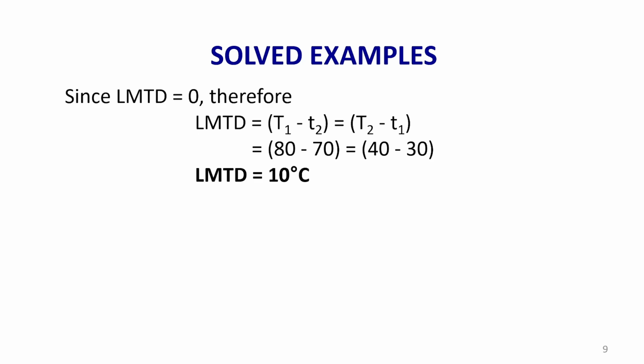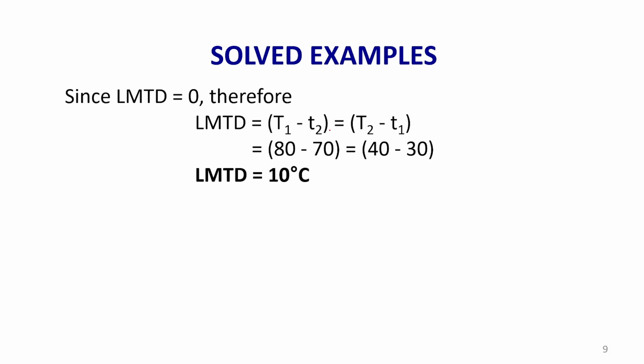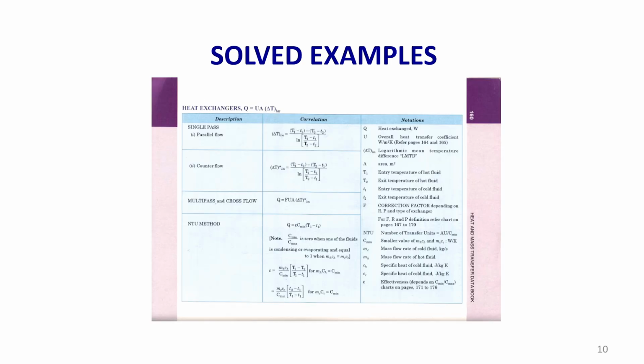Let me again repeat. If LMTD equals 0, that means capital T1 minus small t2 will be equal to capital T2 minus small t1. That is, the difference between the hot fluid inlet and cold fluid outlet will be equal to the difference between the hot fluid outlet and cold fluid inlet temperature. So that completes the problem.